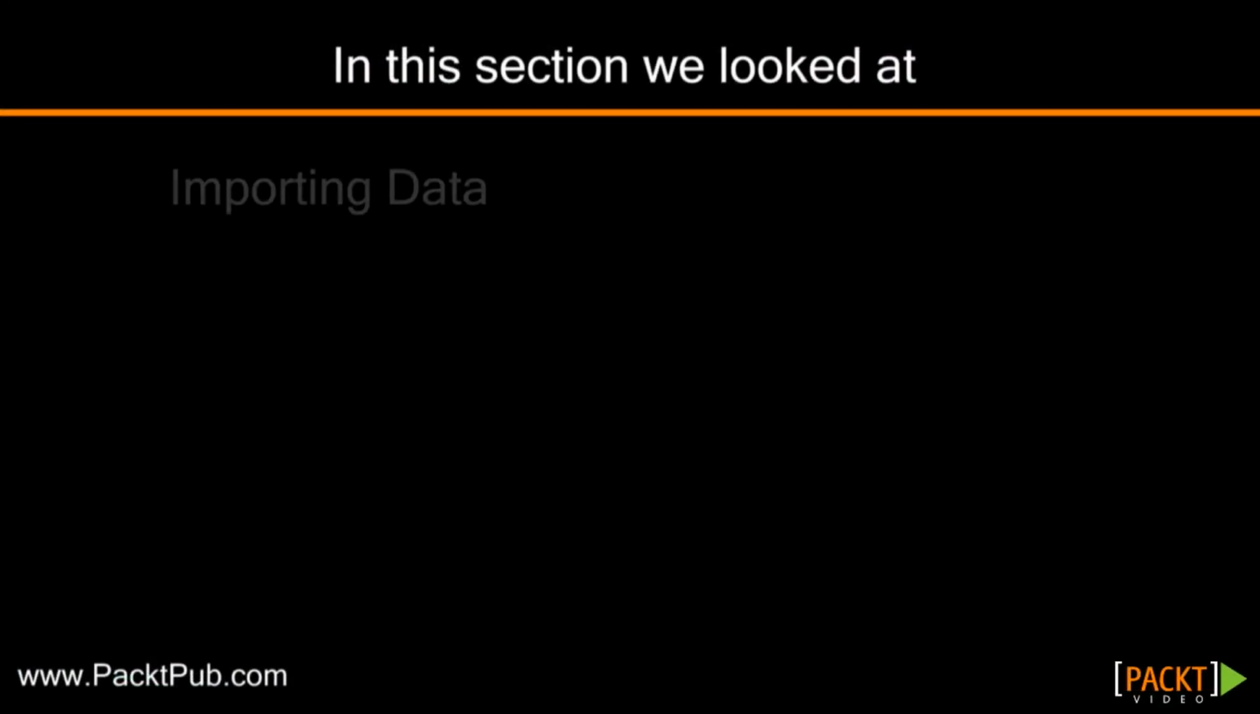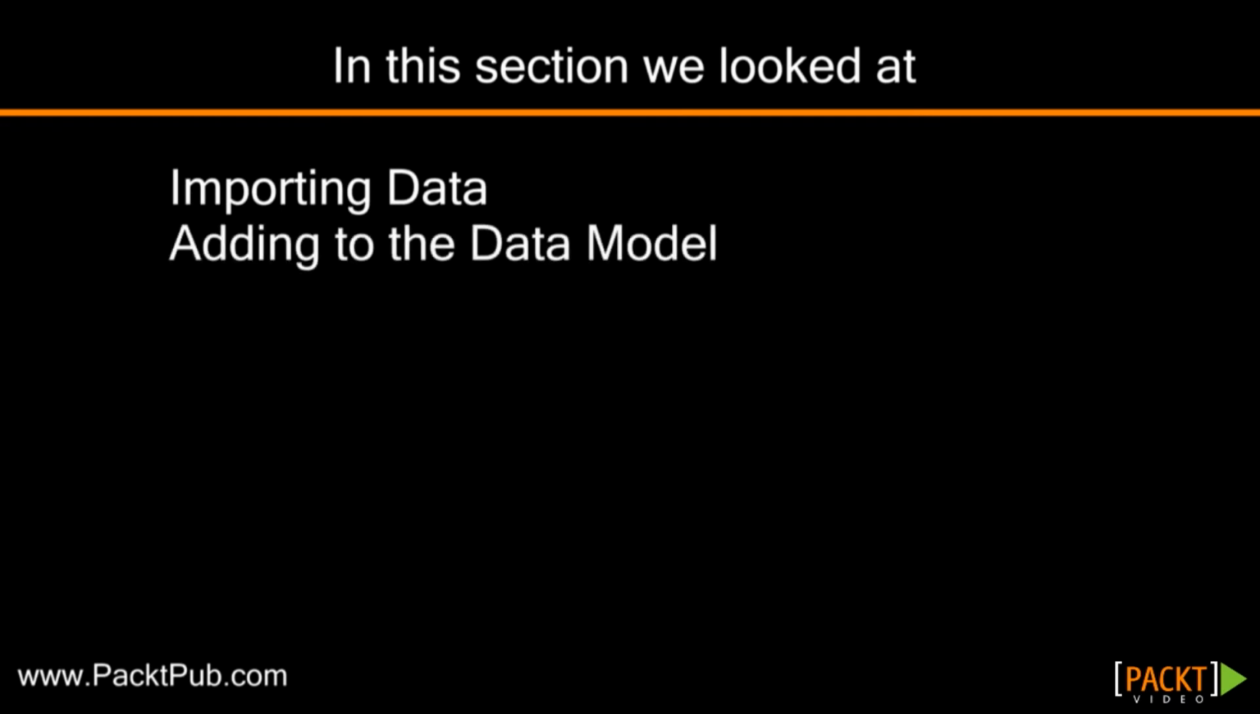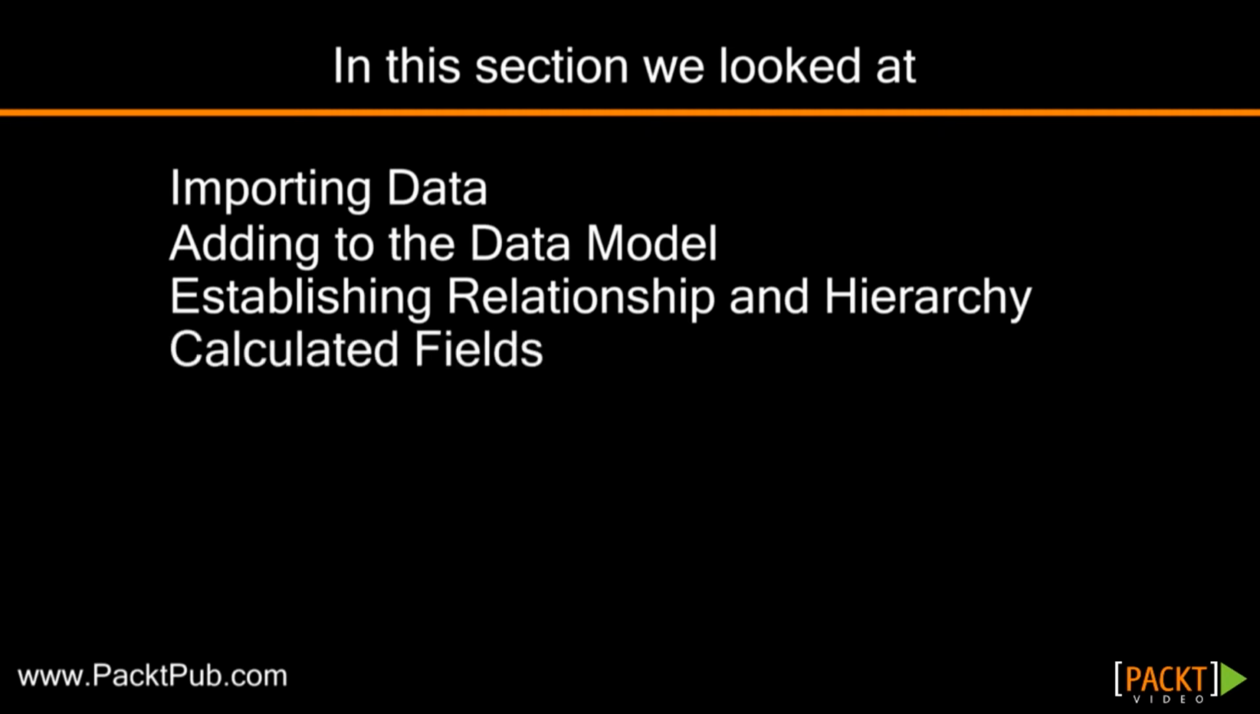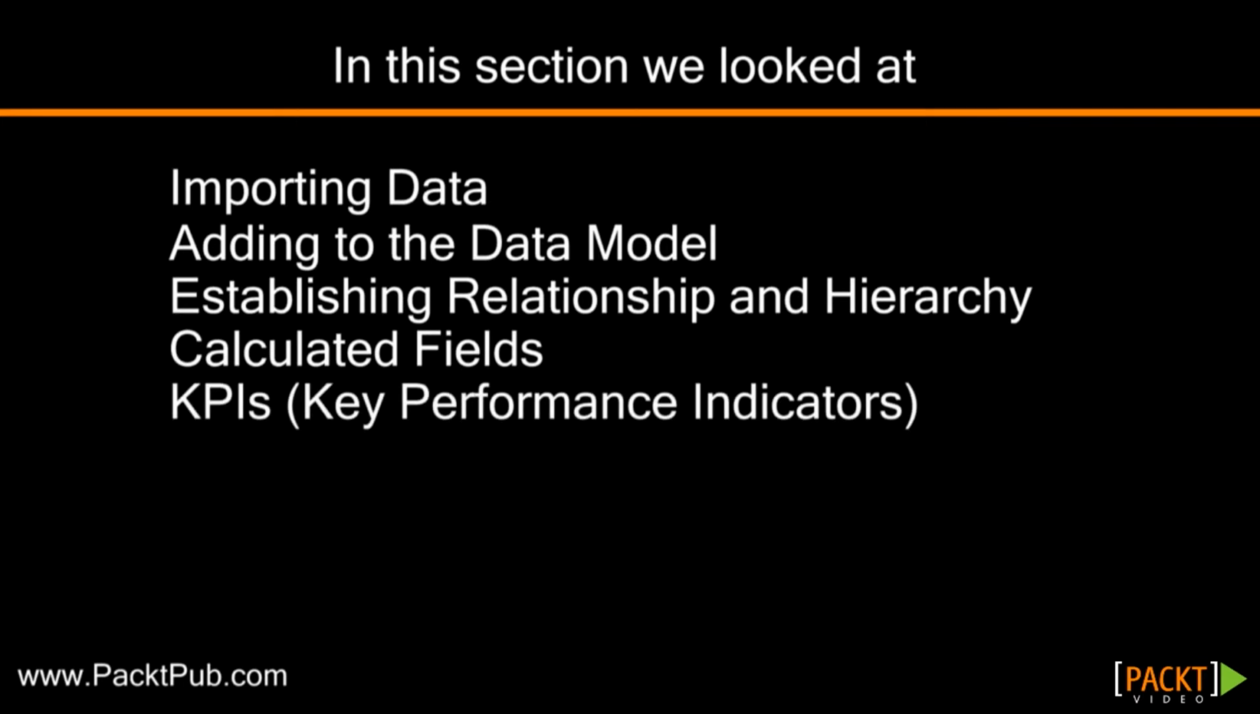So in this section, we looked at importing data into Power Pivot. We added Excel data to the data model. Then we established relationships and hierarchy inside Power Pivot. We added calculated fields, and finally created a KPI, or key performance indicator. In the next section, we'll be working with pivot tables more in depth, formatting the data, dealing with the options, and the design and the layout.